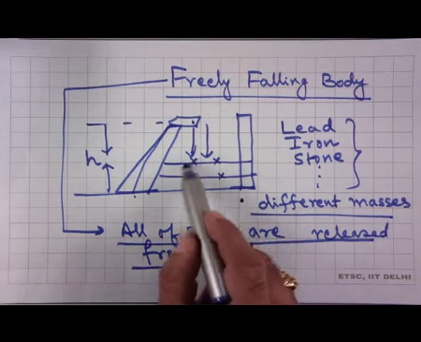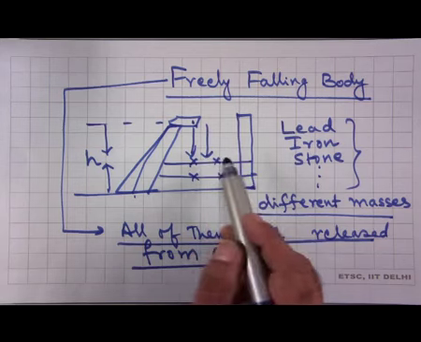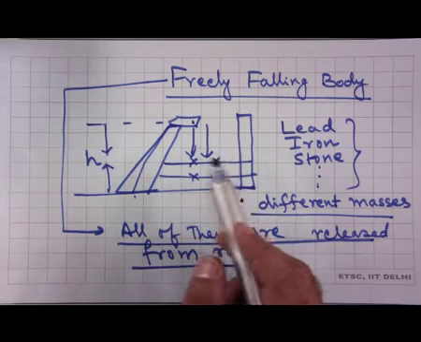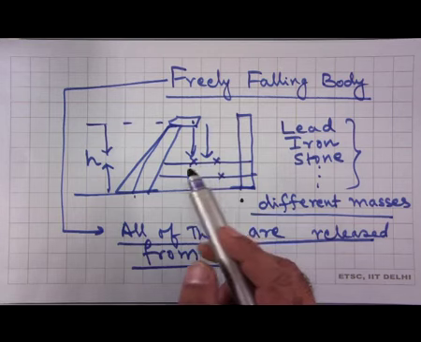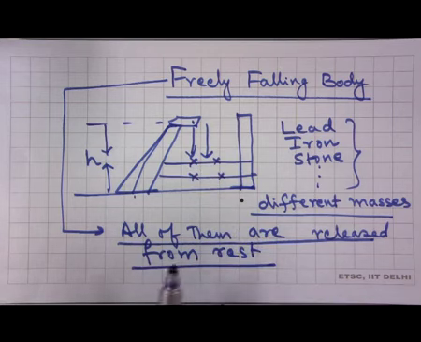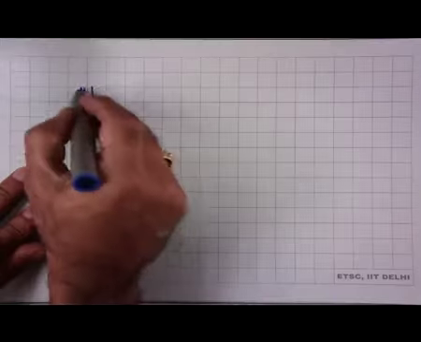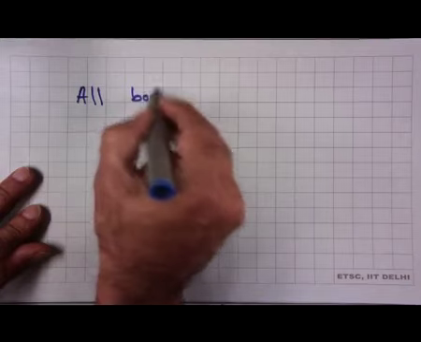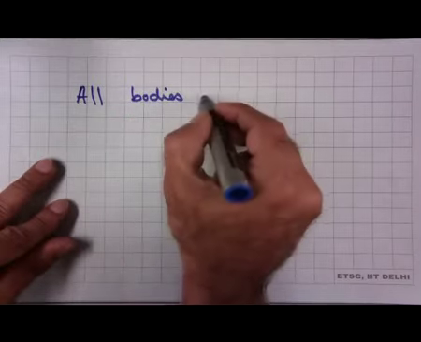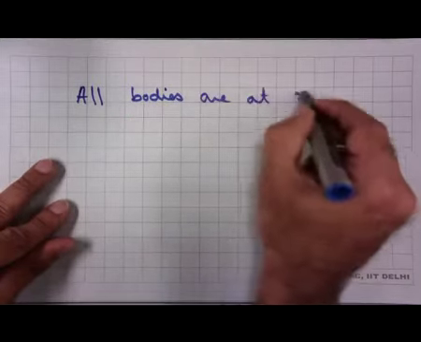So, with respect to lead, iron is at rest. With respect to iron, lead is at rest. And of course, with respect to us, both of them are moving together. They have been released from rest. There is one more law. It is not just that they are moving together. And what is that? Let me write it in the next sheet of paper. So, all bodies are at rest with respect to each other.